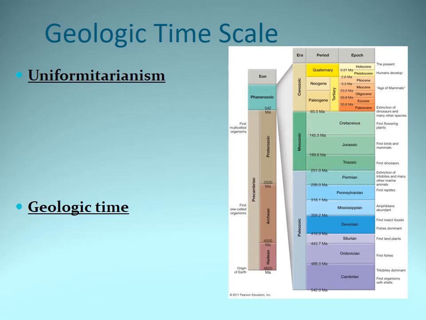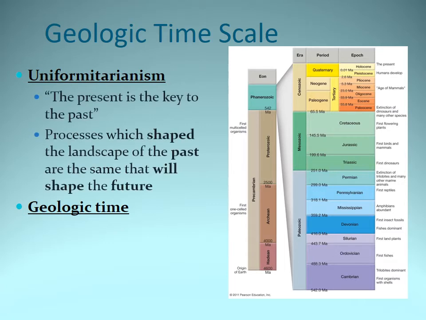Uniformitarianism. So the largely agreed upon theory in geology, especially when we think about going back in time, is that the present is key to the past. So the processes that have shaped the land in the past are still shaping the land now and will shape the land in the future.